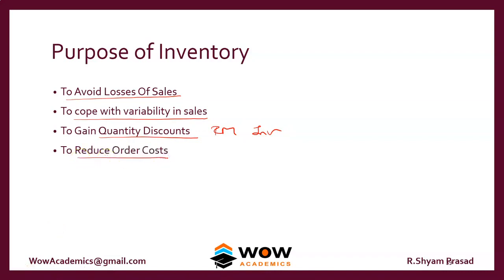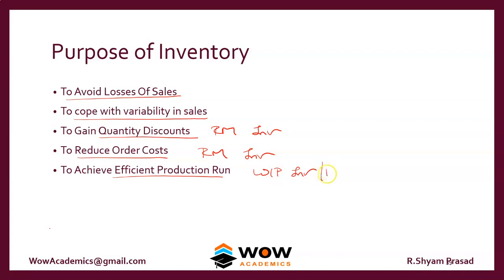To reduce ordering cost, if you buy in bulk, the ordering cost is lower. Again, this helps in creating more raw material inventory. To achieve an efficient production run: if you produce a small batch of items, it is very costly. If you produce an ideal amount of products, that might lead to an efficient production run. So we are operating the machine at an efficient level. Because of this, our work in progress inventory and finished goods inventory will become high.